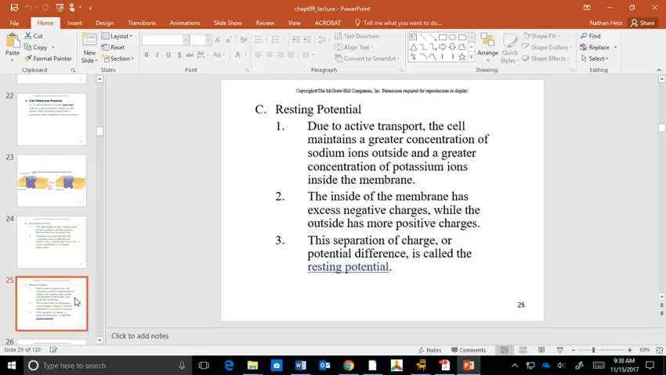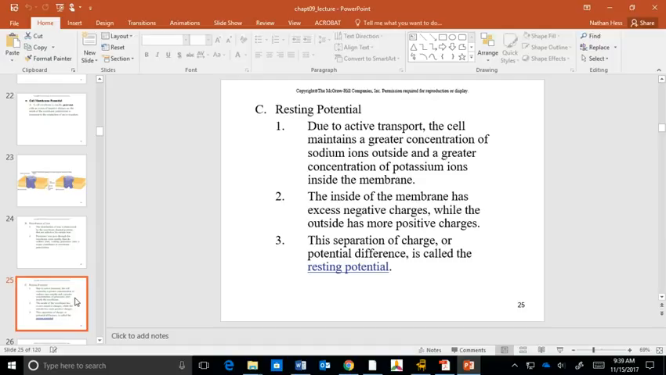So resting potential. So that's just your generalized piece about potential. Now let's talk about resting. Resting means nothing is happening yet, right? The muscle's not firing, it's just chilling. Like we all wish we were doing right now. Right? A couple of days.